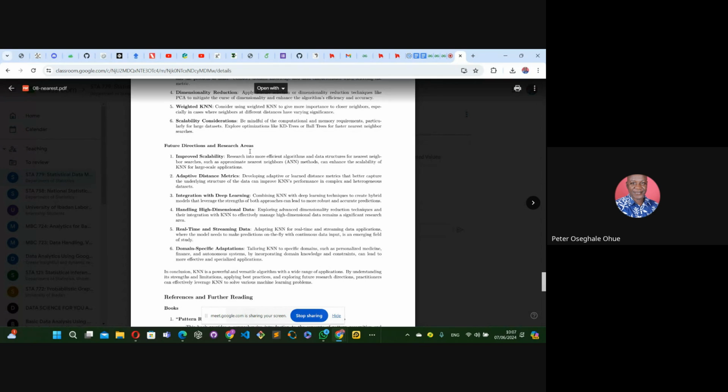future directions in research areas. You can look at this closely and ask yourself, would I want to do my research in this area? Or do I want to add to the robustness of this model? Then you can begin to look at all of this.